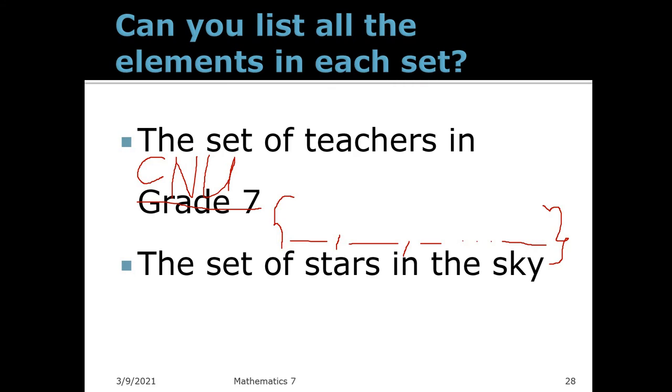So the set of stars in the sky, is it possible to list down all the stars? That's very impossible. There are billions and trillions of stars in the sky. Some do not have names, some have names. So it's very impossible to list down. This one, possible to list down.